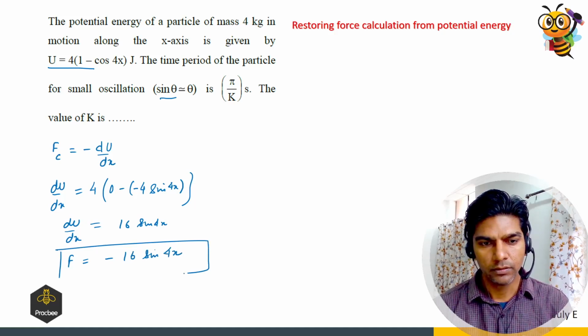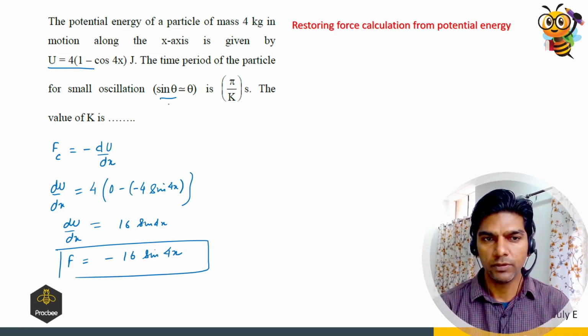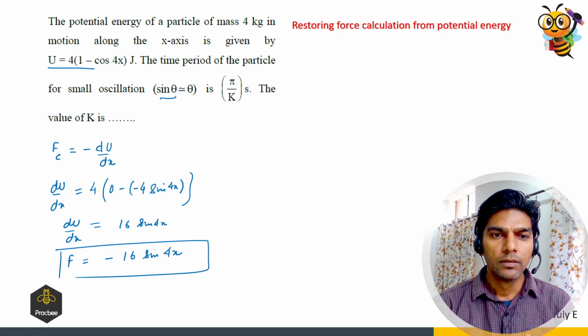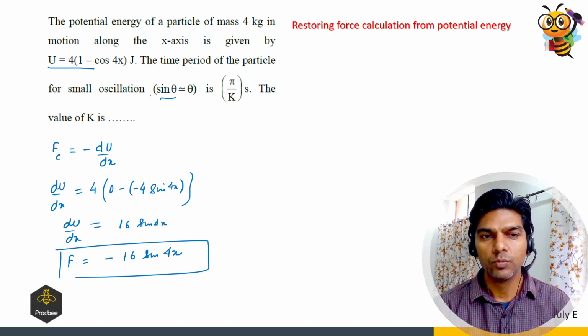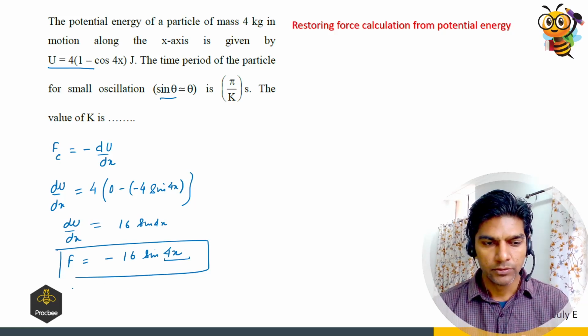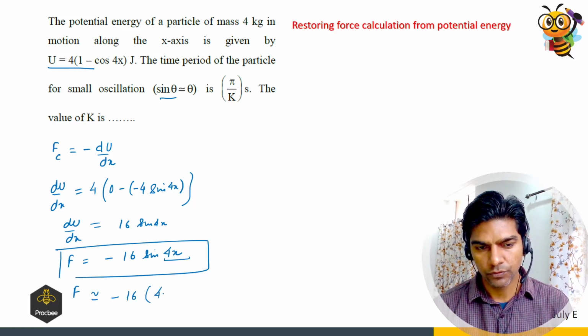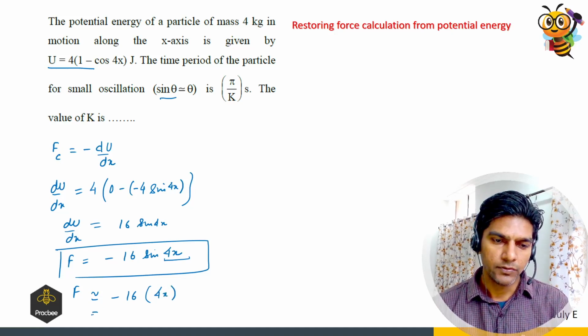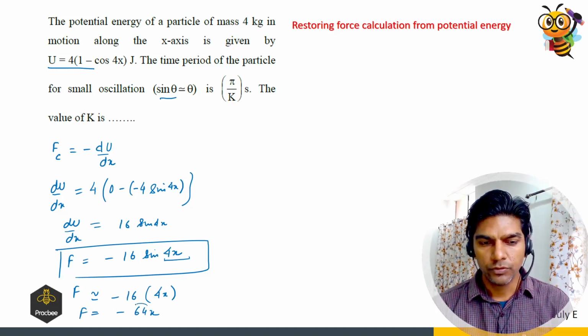Now we got this equation. For small oscillation, this x will be very small, so we can say 4x is also very small. So this can be written as nearly equal to minus 16 times 4x, and this will be minus 64 times x. So we got the force constant, which is 64 Newton per meter.